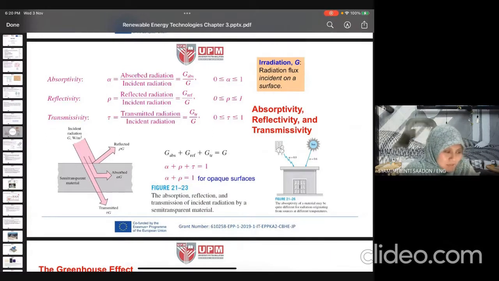The absorptivity, alpha, which measures the absorbed radiation.